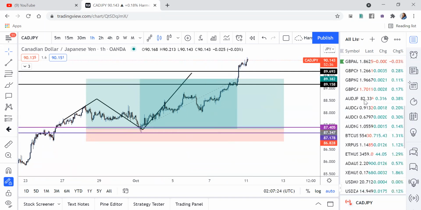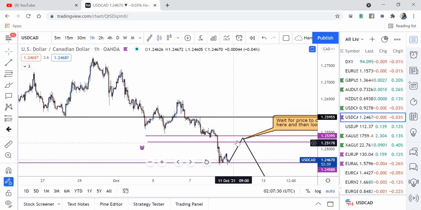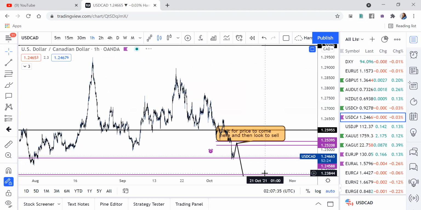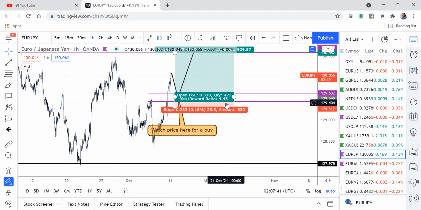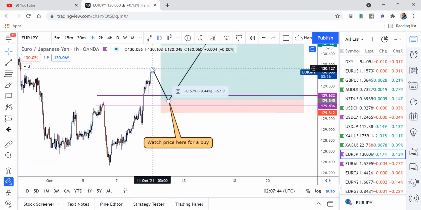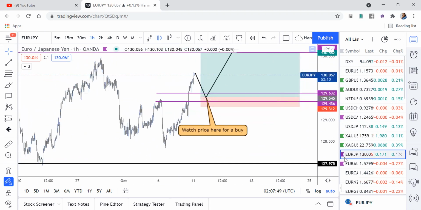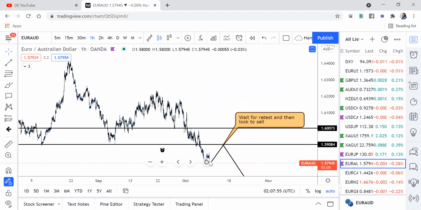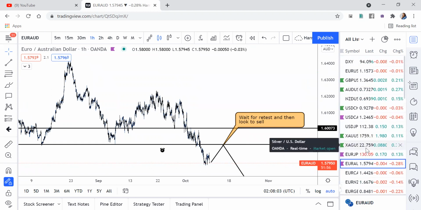So my favorites for this week, UCAD: wait for price to come up to here and then look to sell. Still a good move. EJ, definitely a favorite: wait for price to come into this area of imbalance and then look to buy. EUR/AUD: we had a nice clean break of structure, wait for a retest and then look to sell. And that is it in terms of favorites for this week.